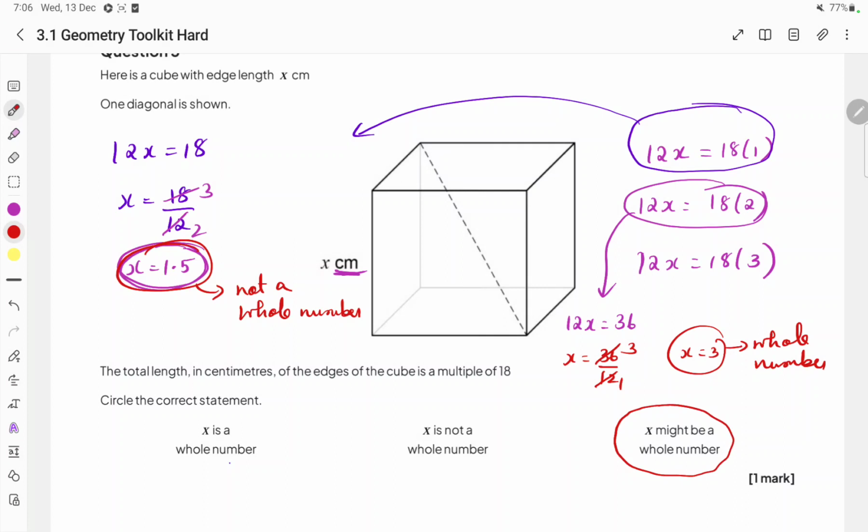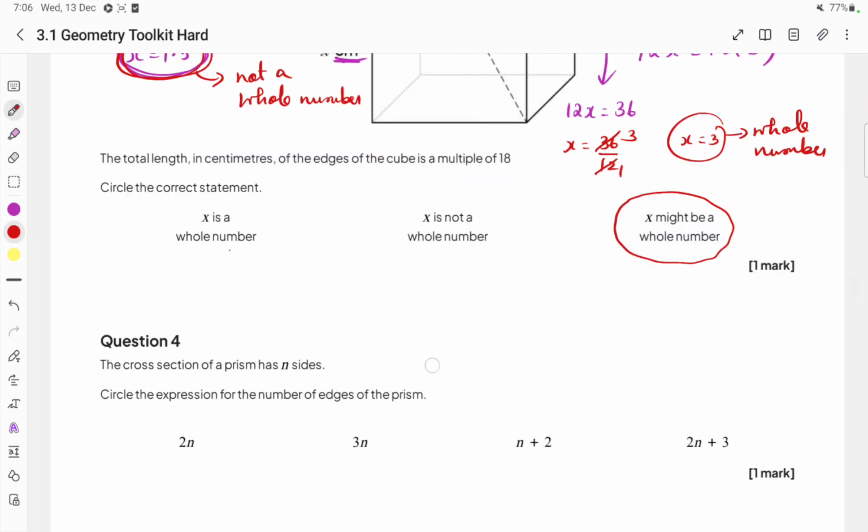First time after equating I got one answer, which is 1.5, which is not a whole number. Second time, 12x equal to 18 into 2, I got x equal to 3, which is a whole number. I cannot circle the first one because it is not a whole number, and I cannot circle the second one because here I am getting a whole number. So the third option will be the correct answer.